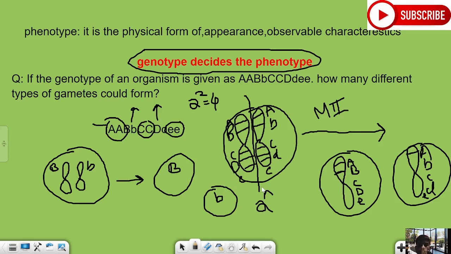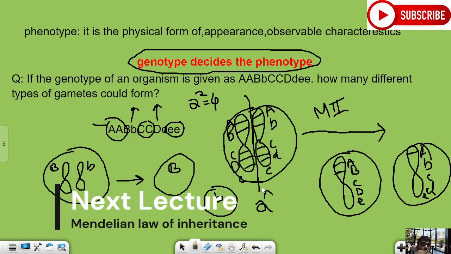So actually this is the end of the basics of genetics. In the next coming lecture, we will be studying classical genetics. This is the basic of classical genetics, in the sense, the basics of every genetics. In the next lecture, we will be studying Mendelian law of inheritance and the limitations.